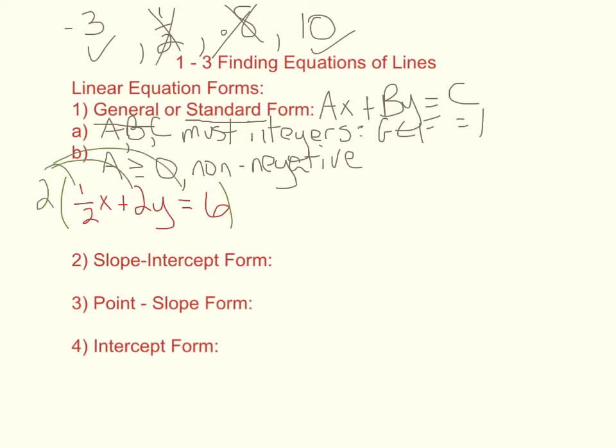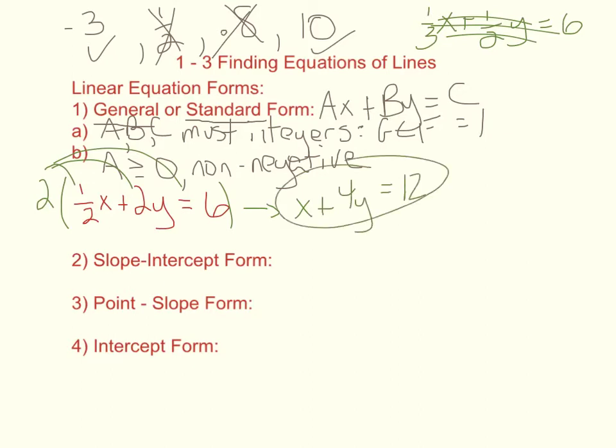If there were two fractions, for instance, 1/3 x plus 1/2 y, what would the common denominator be? Well, the common denominator there would be 6, so you multiply everything by 6. But anyway, we're not worried about that. So multiply by 2. 2 times 1/2 x is just x. 2 times 2y is 4y. And 2 times 6 is 12. There you go. Now that equation is in standard form. Very cool, because all three conditions are met.